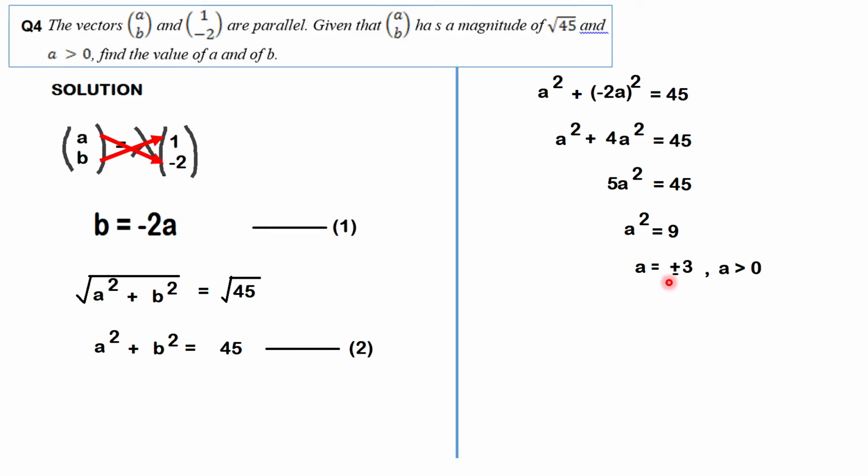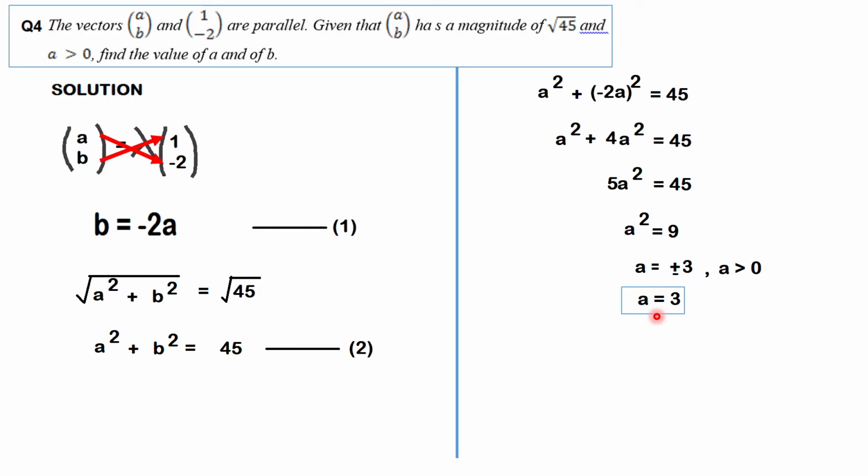Now refer back to the question. Be careful. Here you are given extra information that a is greater than 0. Therefore there will be only one answer, a equals 3. We just take the value which is greater than 0. If not given any condition, then you have to take both values. Both values will be acceptable.